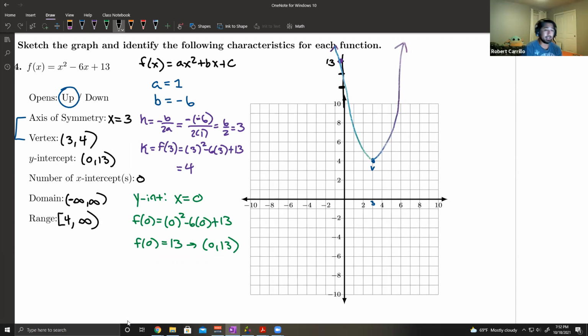And I know it doesn't ask, but is this a max or a minimum? Minimum. There you go. Cool. And that's it. That's all it wants. All right. Not bad.